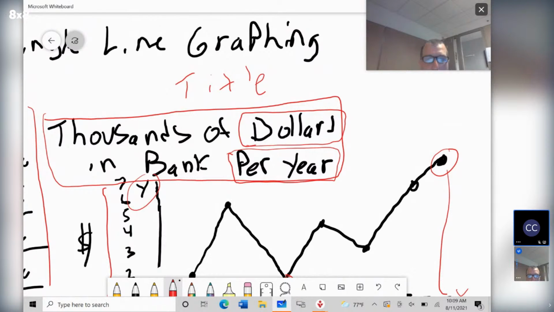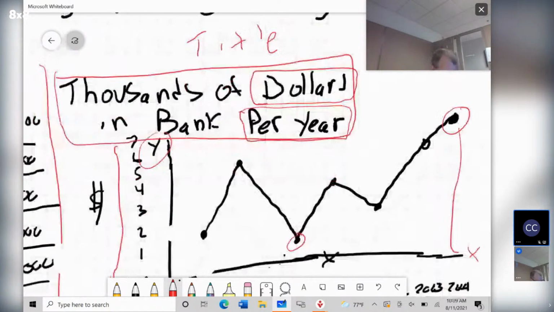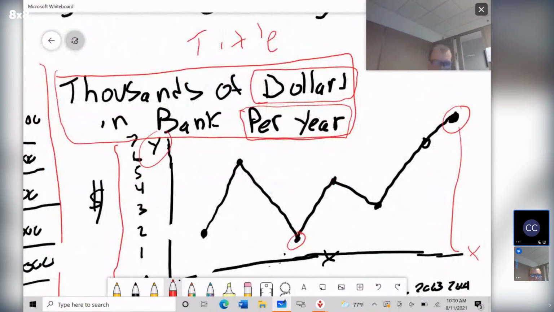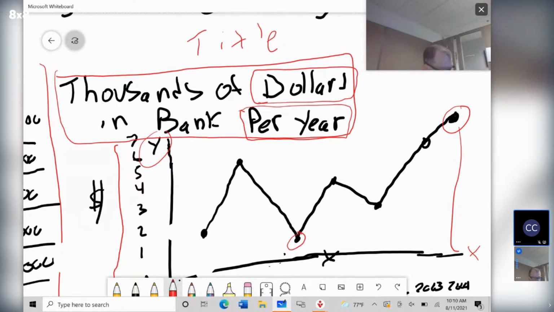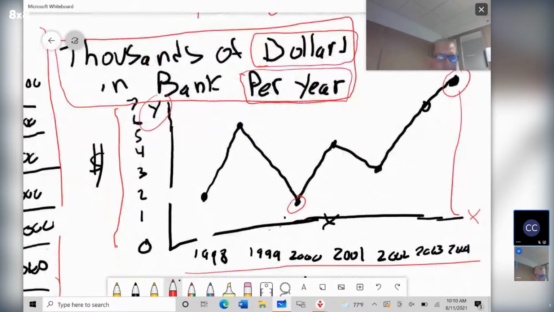And the title's always going to be on the top of the graph. So you see a graph, the title will always be on the top. That's the first thing you want to look at so you know what the information is that you're trying to answer questions on. Okay? And then from there, you just look at the years down below. How many years was that? 1, 2, 3, 7 years. We graphed 7 years worth of money in the bank. So there's 7 years at the bottom.